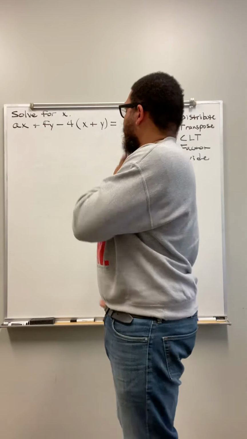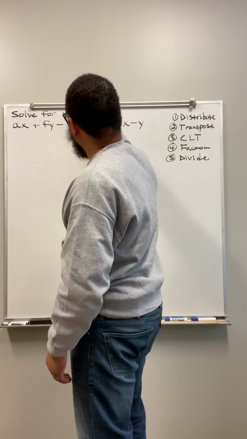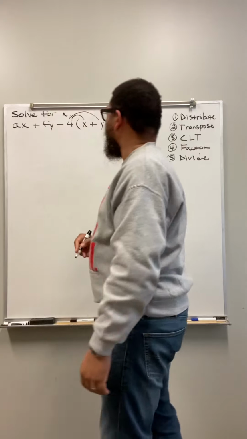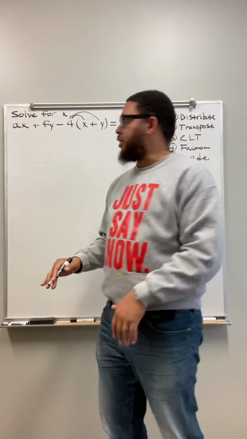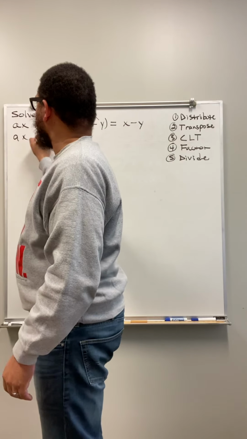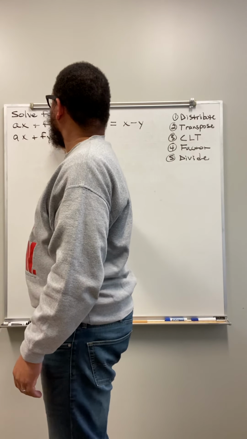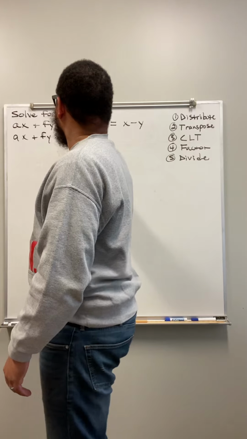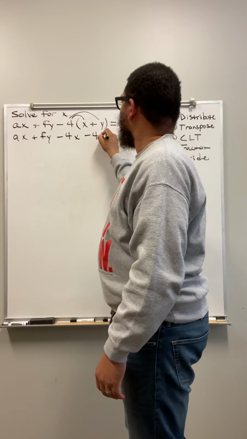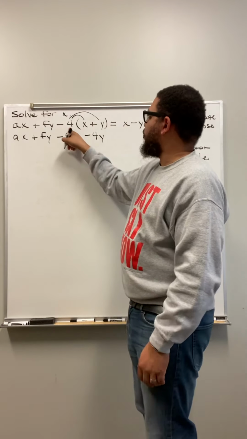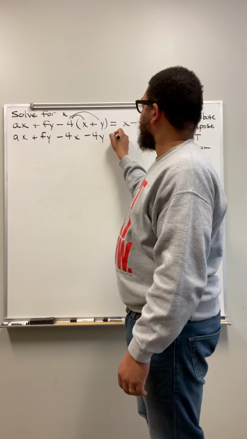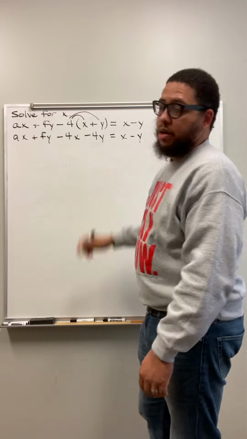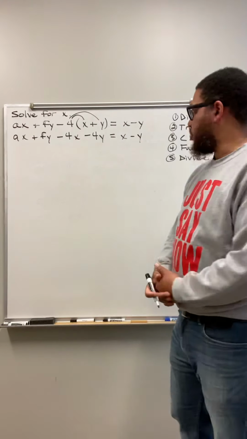All right, so I'm going to say X is equal to something. The first thing I'm going to do is distribute 4 times X and 4 times Y. Everything else stays the same. Nothing else changes, right? This is still AX, this is still FY. This is going to become negative 4X and negative 4Y. Peep what happened. That's negative 4 times X, that's negative 4 times Y. That gives us these two products. But everything else stays the same though. All right, so that's our first step, so we distribute.